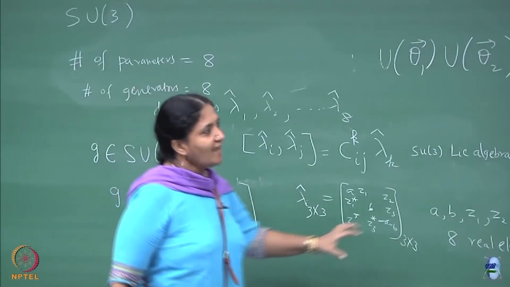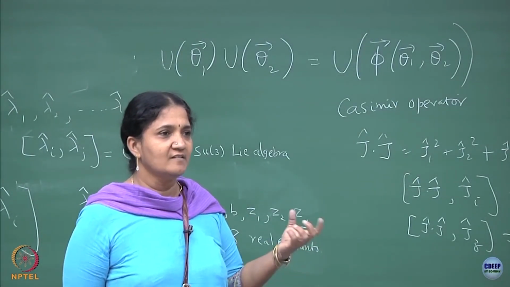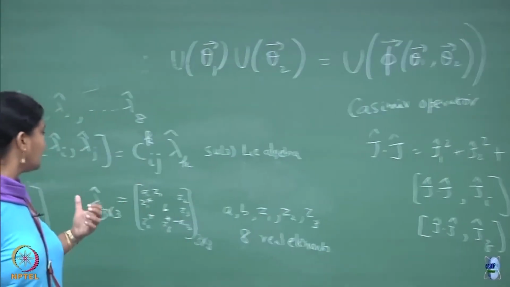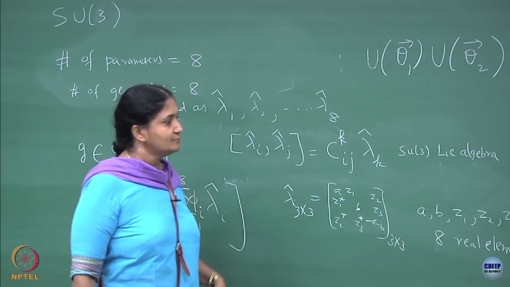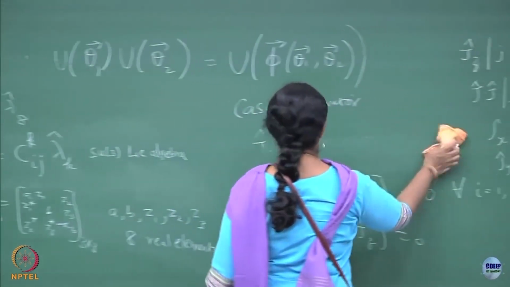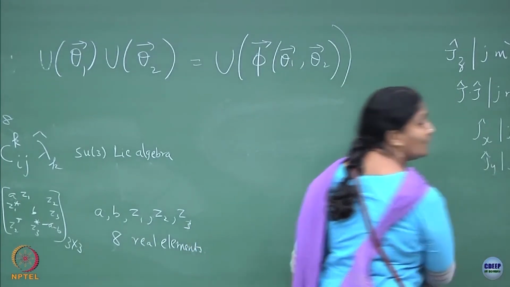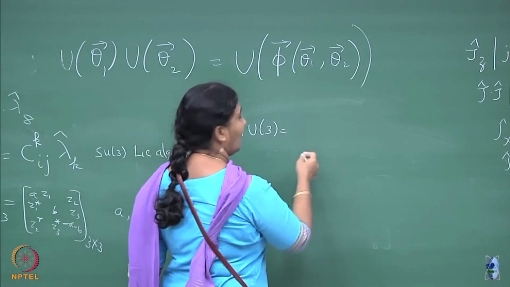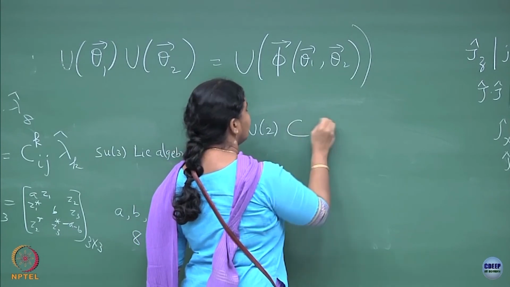Now I want to construct the analog of Jz, which I did for SU2. The Pauli matrix sigma z was diagonal. How many diagonal matrices can I construct for the lowest non-trivial representation of SU3? So tell me, how many are possible? First of all, inside SU3, SU2 will be a subgroup. That's something you should know: SU2 is definitely a subgroup of SU3.